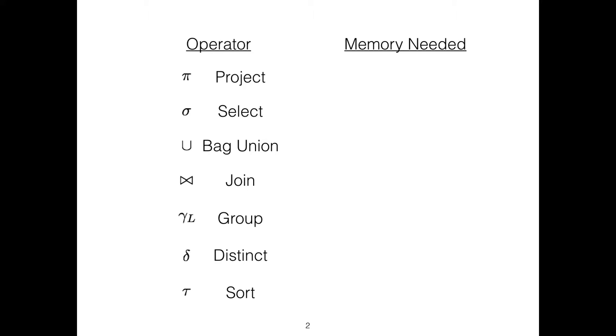Here's a bunch of operators. Projection. How much memory do I need to implement projection? How many tuples do I need to store? One. Okay. So projection, easy case. I don't actually need any significant memory to implement projection. How about selection? None or one as well. Same thing. I don't actually need a huge amount of memory for selection. Bag union? One or two, yeah. Either way, it's constant.